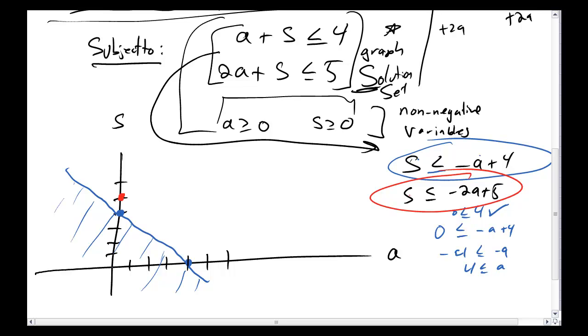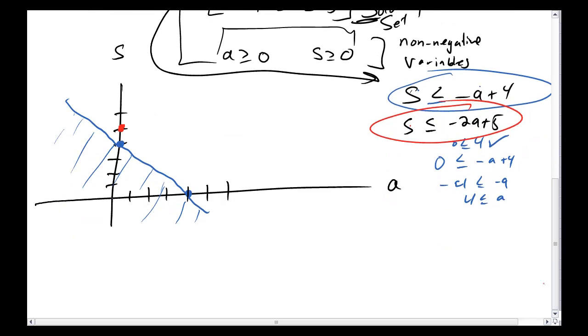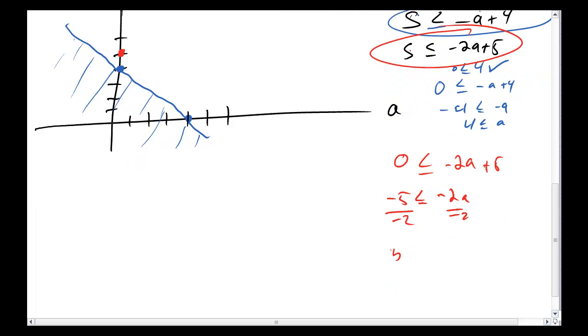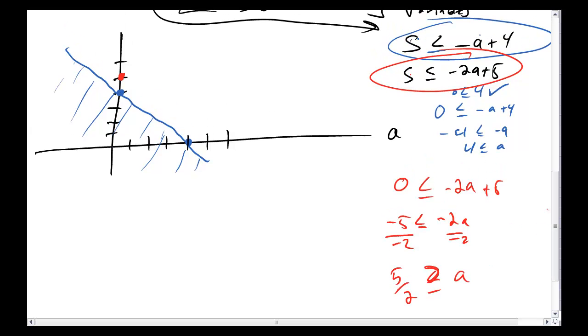And then if I plug in 0 for s, let me just do that little calculation here. 0 is less than or equal to minus 2a plus 5. Subtract 5 off both sides. Divide both sides by negative 2. This is just some algebra. 5 halves is going to be bigger than or equal to a. And I know where the point 5 halves is. It's right here. So I've got my second line, like so.